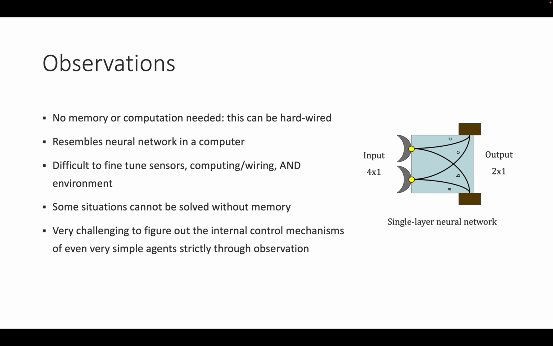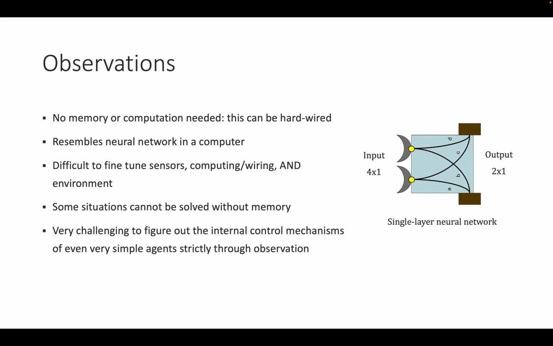All right, some observations here. In order to get these things done, you do not need any memory or any computation. This can be literally hardwired. So you can order these sensors from DigiKey, you order motors from DigiKey, you have a battery, and you connect them so that the sensor output directly triggers the motors, for example, using a transistor.